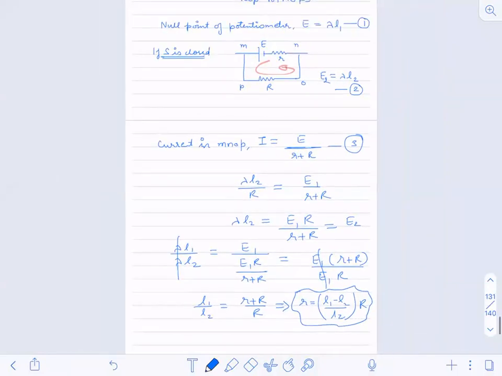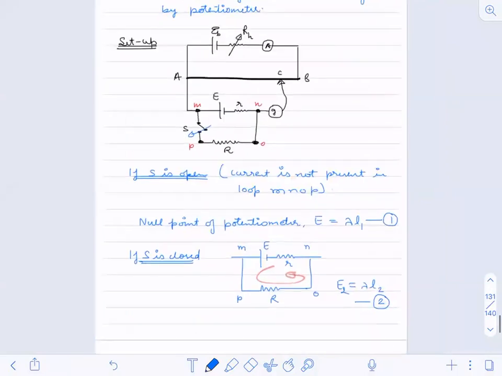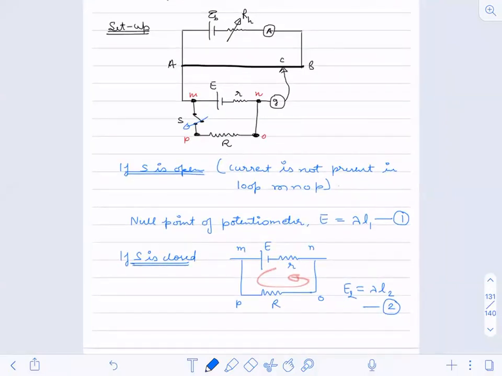So this is how we do it. Let me summarize. First, you don't have to close the switch. First you have to open the switch and take the balancing, the null point in the galvanometer. When you take that reading, the EMF will be E1 equal to lambda L1. Now when you connect the shunt, this E value will be different, and then we can write the E2 value as lambda into L2.